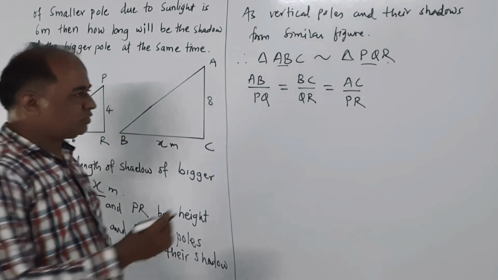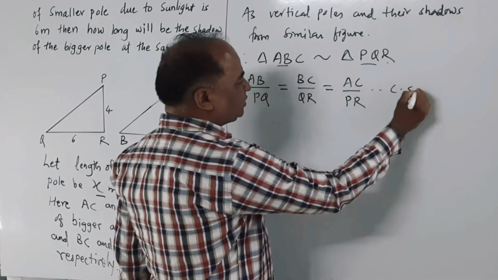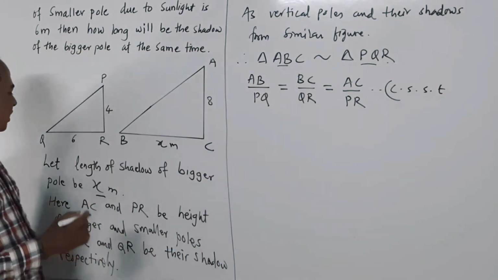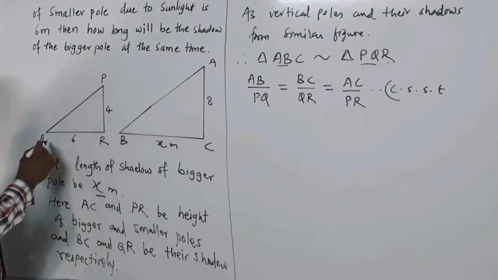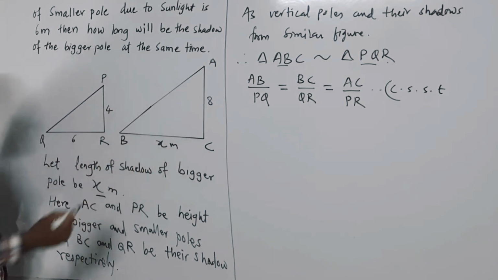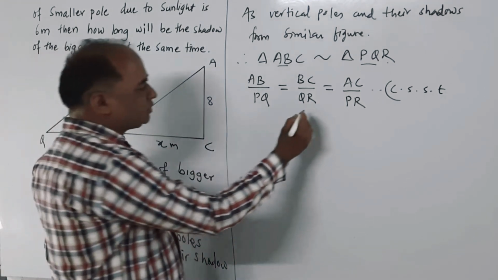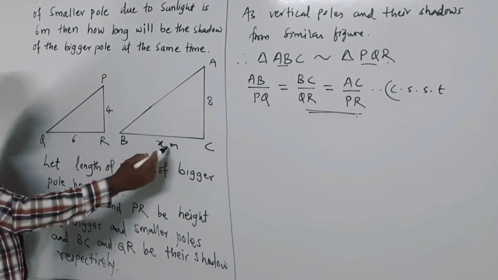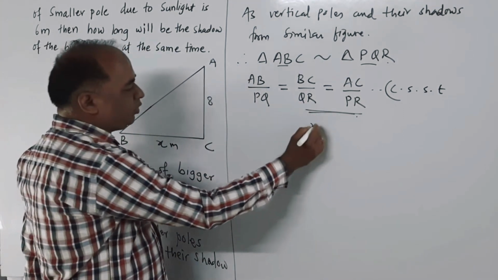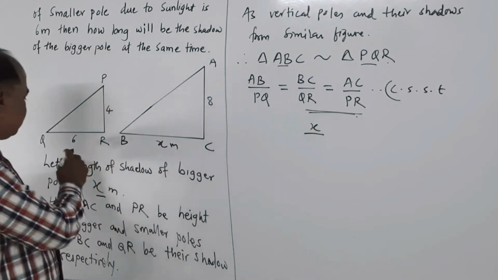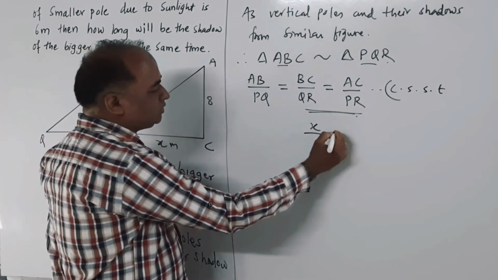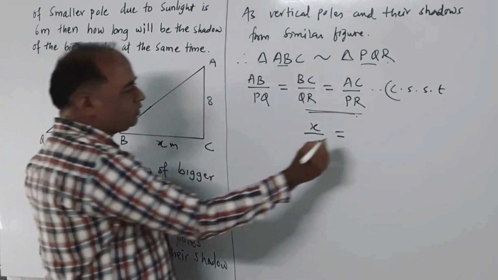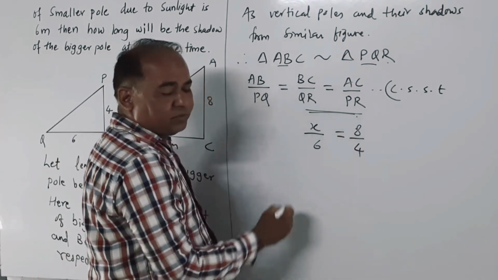Corresponding sides are in proportion. That is, corresponding sides of similar triangles are in proportion. Now, here the lengths of sides PR, QR, AC and BC are given. So, we will consider these two ratios. BC is X, QR is 6, so X upon 6 is equal to AC 8 upon PR 4, that is 8 upon 4.